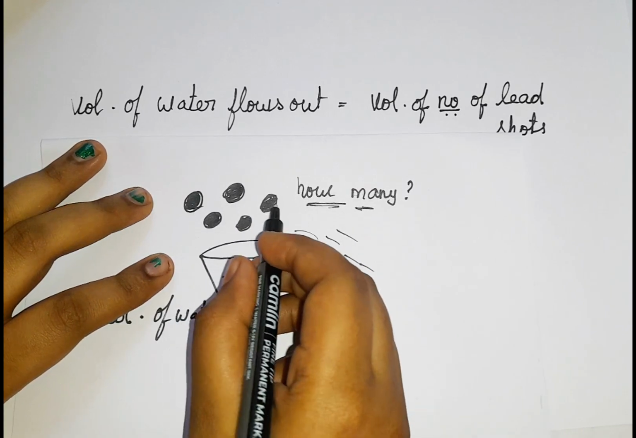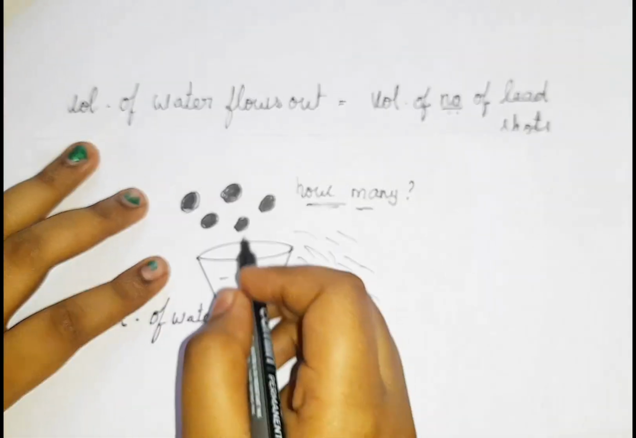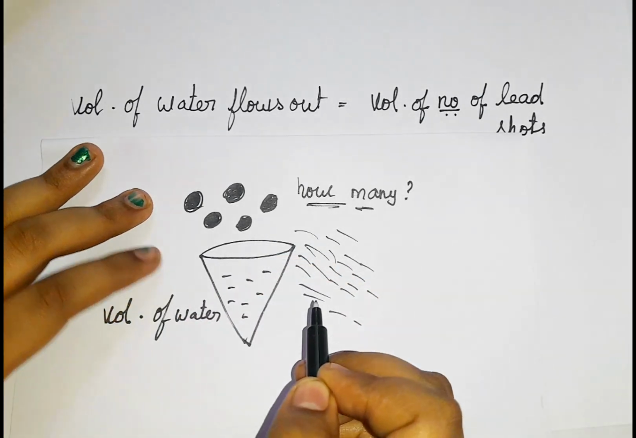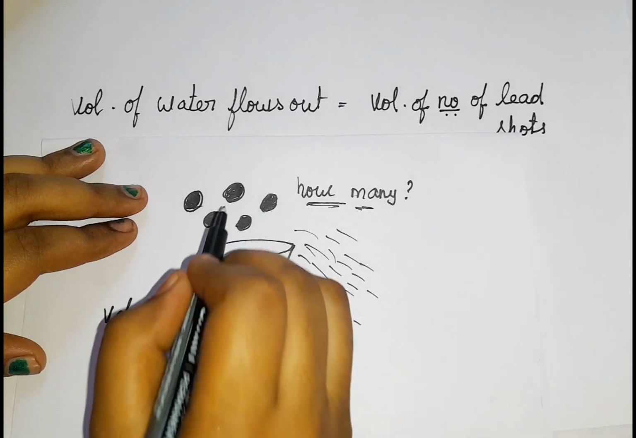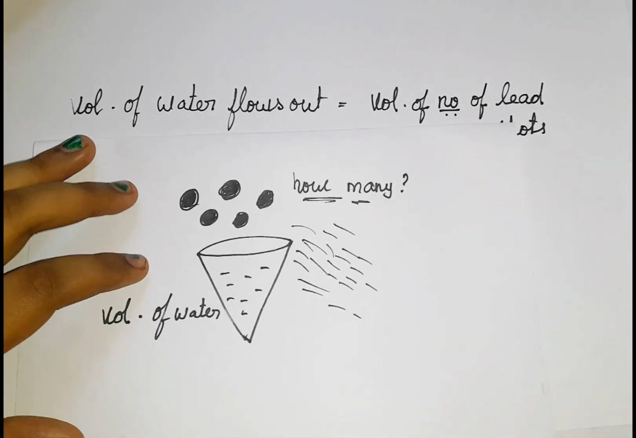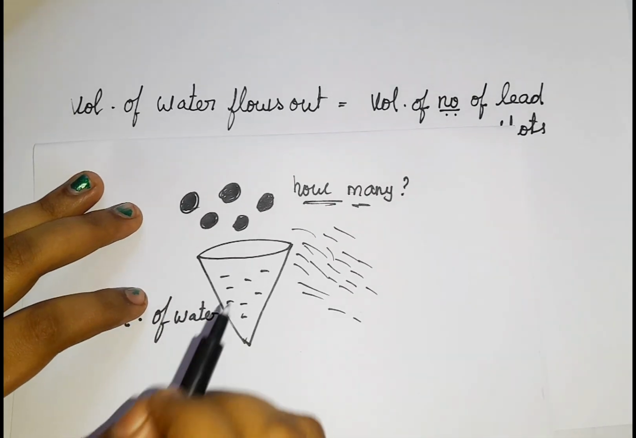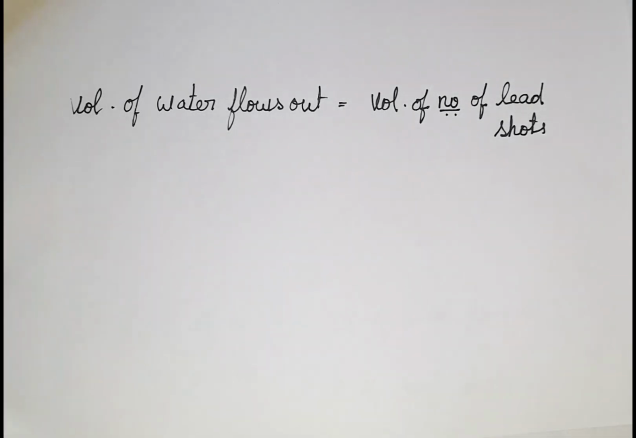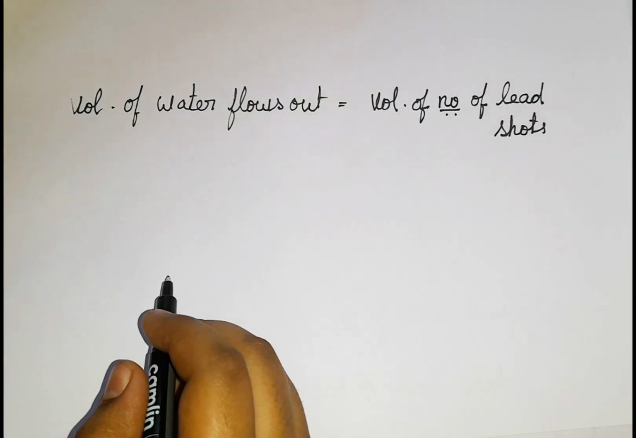Why? Because if I throw a lot of lead shot, then a lot of water will come out. If I throw one or two lead shots, then some amount of water will flow out. Am I right? So it is completely dependent upon the lead shot. Lead shot plays a major role in this. That's why I just wrote equal to. So here, volume of water.